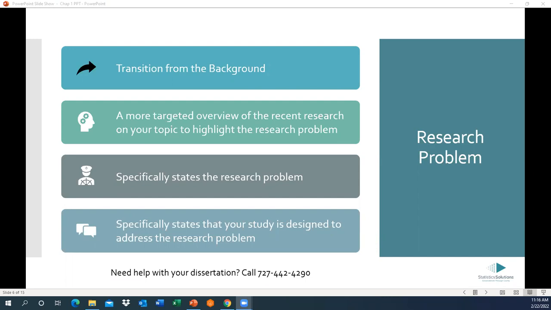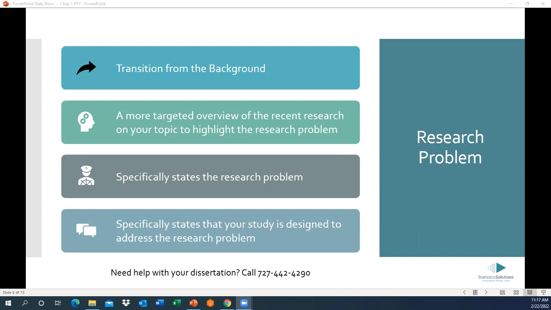So let's say your research problem is a gap, a gap in the knowledge. We lack information on this topic or in this area. How do you write about a research problem that's a gap? In other words, a gap by definition is an absence. A gap is like a hole. There's nothing there. So how do you write about something that doesn't exist?